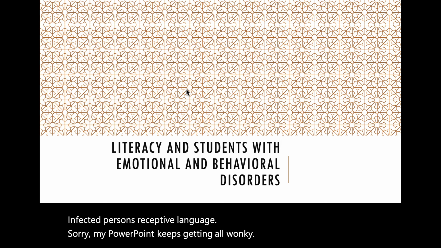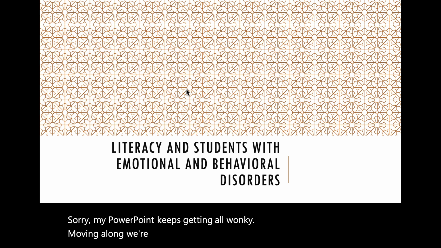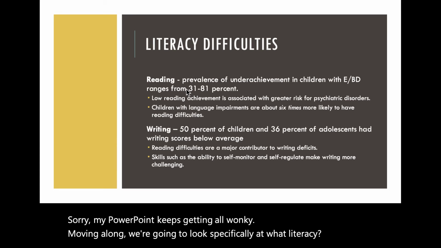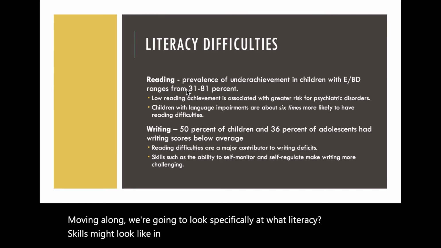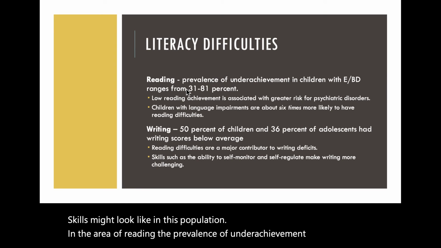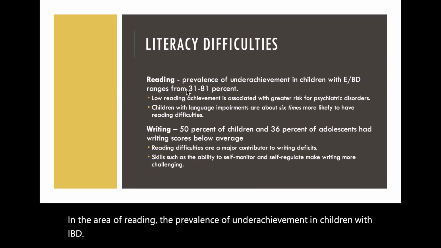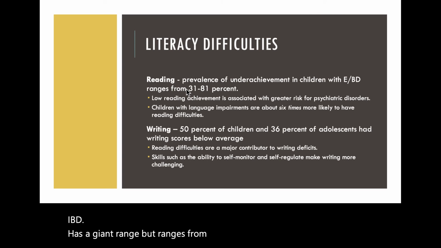Moving along, we're going to look specifically at what literacy skills might look like in this population. In the area of reading, the prevalence of underachievement in children with EBD has a giant range, from 31% to 81%. And there's a couple things.